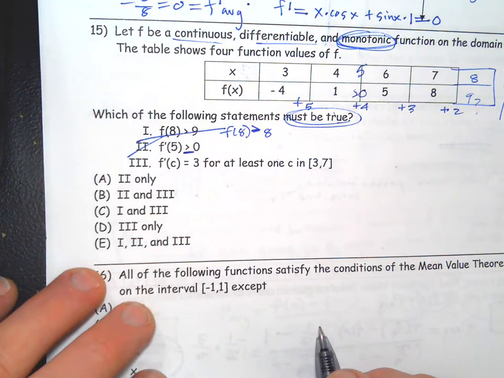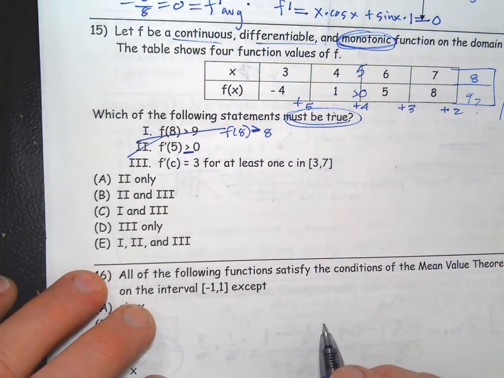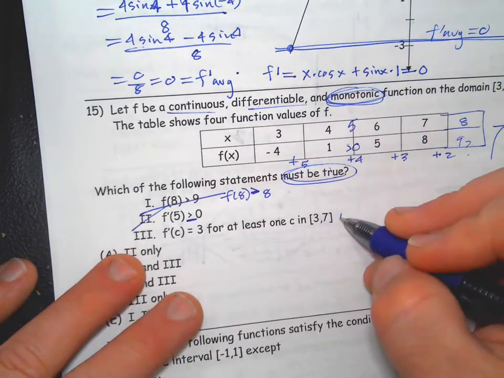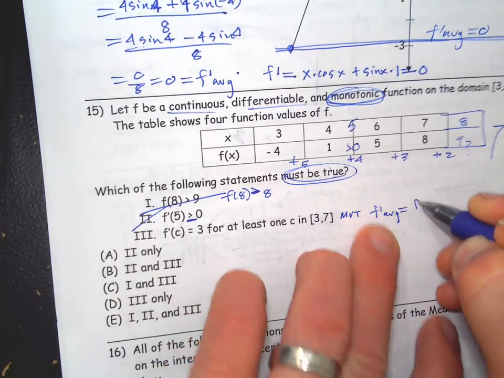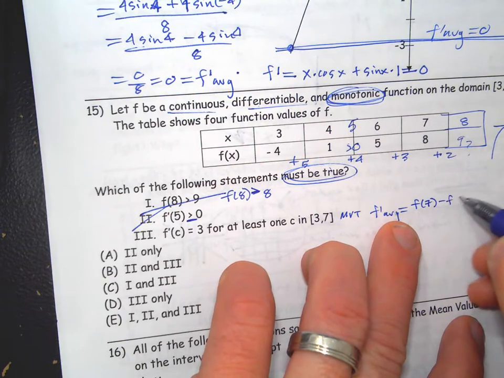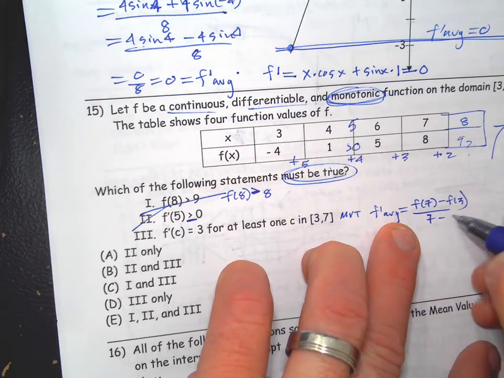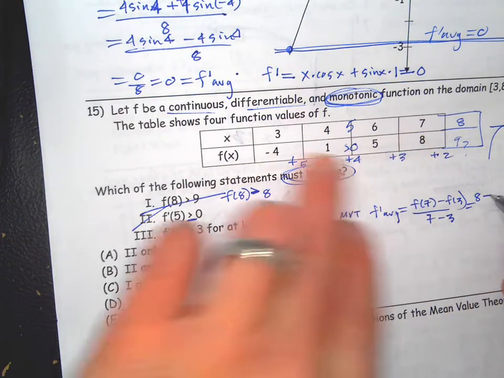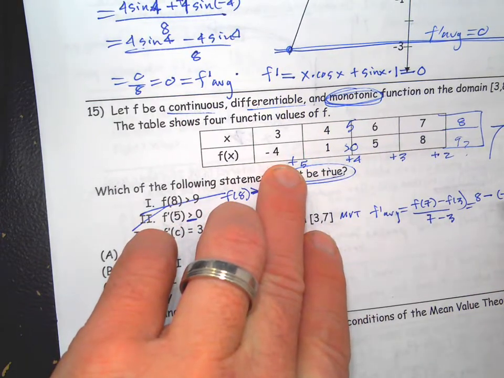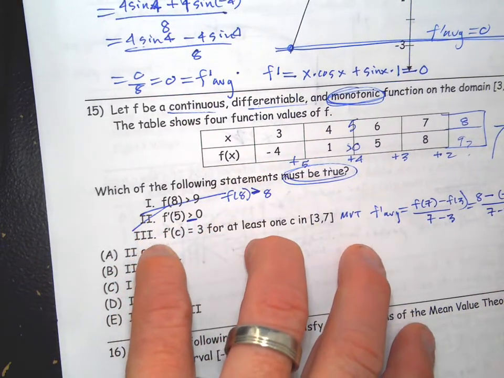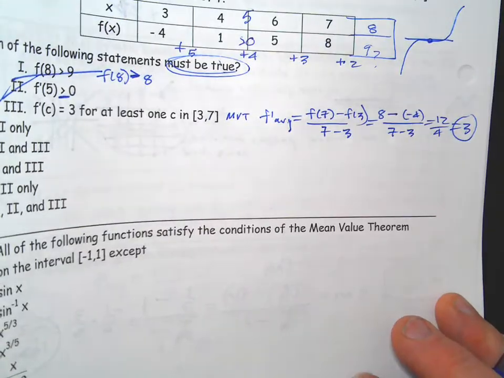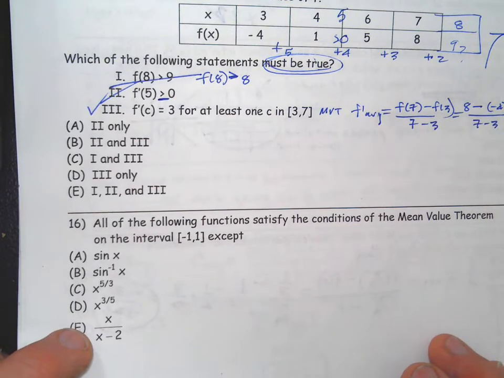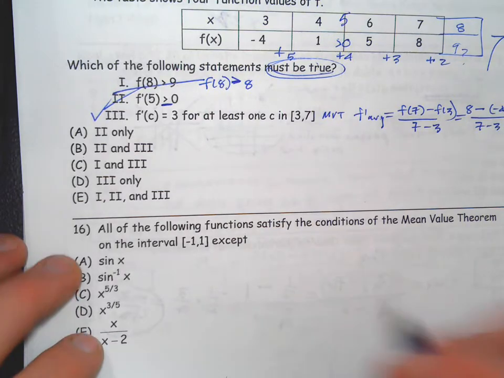F prime of C equals 3 at least one time between 3 and 7. That kind of sounds like the mean value theorem. Let's try that. Let's find F prime average from 7 to 3. I'm just going to start with this. Sometimes I have to be a little more creative. F of 7 is 8. F of 3 is negative 4. So we get 12 over 4, which is 3. Yeah, for sure. Mean value theorem says actual derivative is going to equal the average derivative. So I'm going to say that's going to be 3 only.